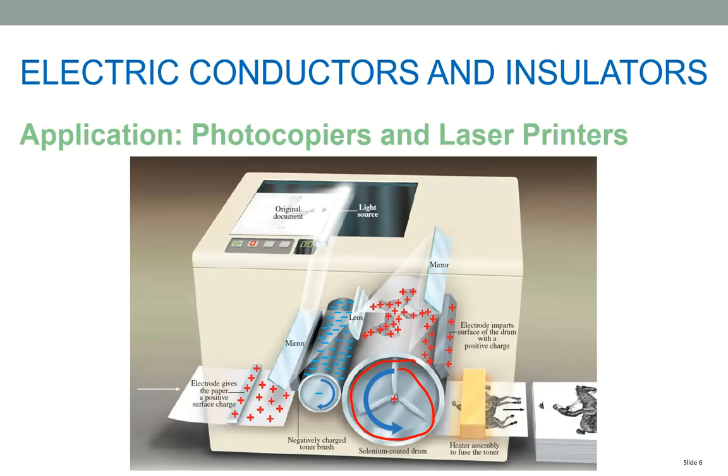So the toner is going to stick to that selenium drum only on the places that light did not shine, because that's still positive. And then the paper goes underneath and you just crush that toner onto the paper. And the paper is more positive than the drum. And so the negative toner is attracted to the paper, and then you crush it in. And so that transfers the toner to the paper.